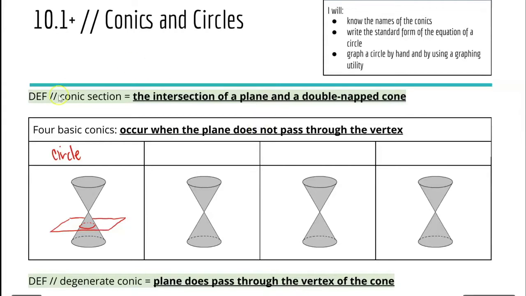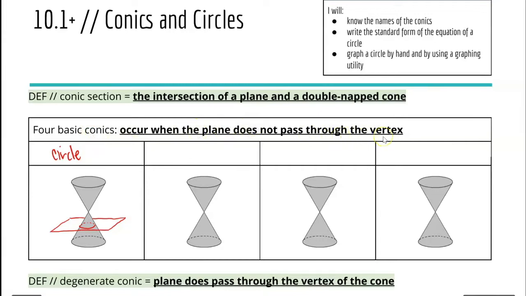And these four basic conics are going to happen when your plane does not pass through the vertex. So if it does pass through the vertex, what that's called is a degenerate conic. If it would go through just right at that point, if it was horizontal, that would just be a point, okay? Or if it went at an angle, it could be a line, okay? But those are not going to be the conics that we're talking about, though, because those would simplify to a different form.